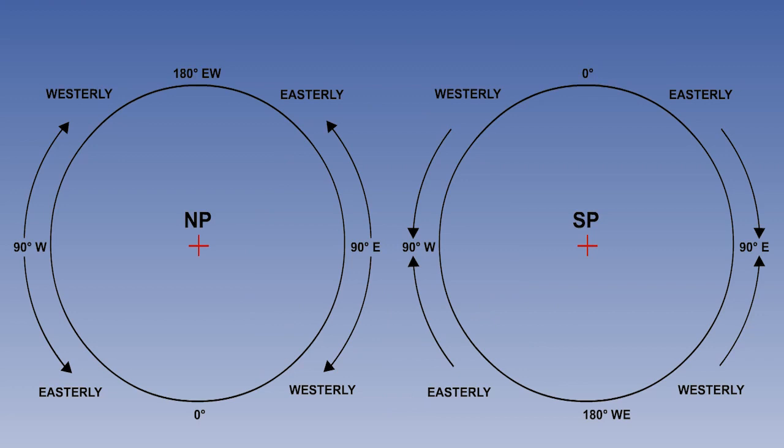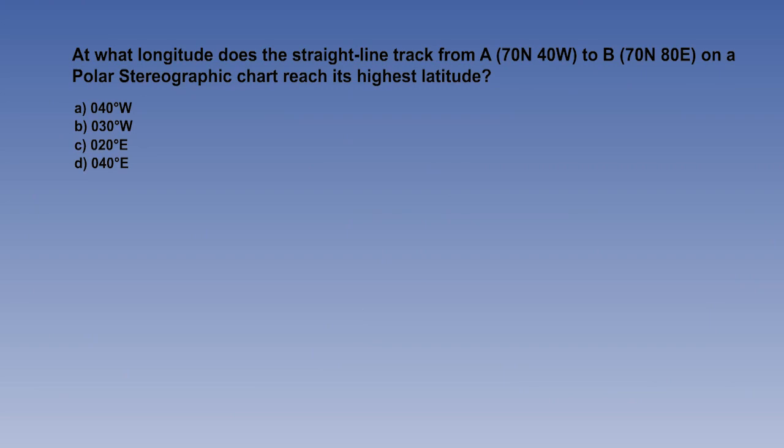Let's look at another question now. Here's example 2. At what longitude does the straight line track from A at 70 north, 40 west to B at 70 north, 80 east on a polar stereographic chart reach its highest latitude? The four option answers are A, 40 west, B, 30 west, C, 20 east, D, 40 east.